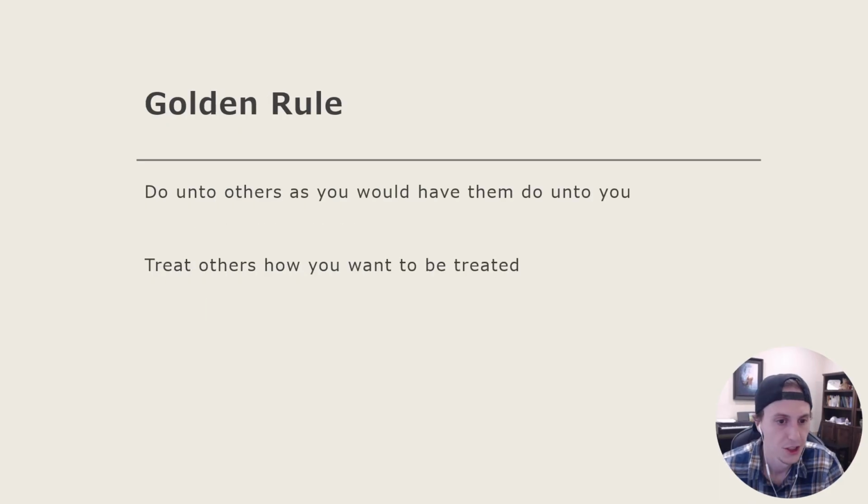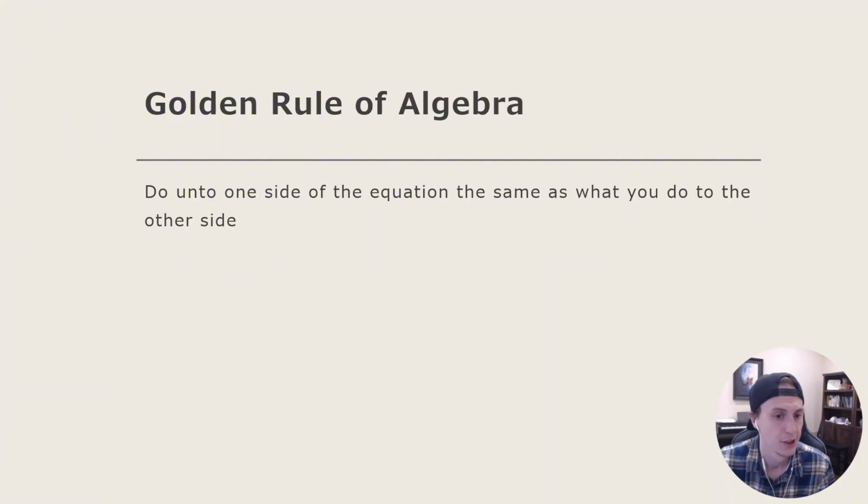So the golden rule: do unto others as you would have them do unto you, or treat others how you want to be treated. And in math, do unto one side of the equation the same as what you would do to the other side. So you got to be equal on both sides when solving algebra. You can do almost anything that you want to one side as long as you also do it to the other side. The whole purpose of doing this is to try and isolate the variable x by itself on one side of the equation. So that's what we're going to talk about here.